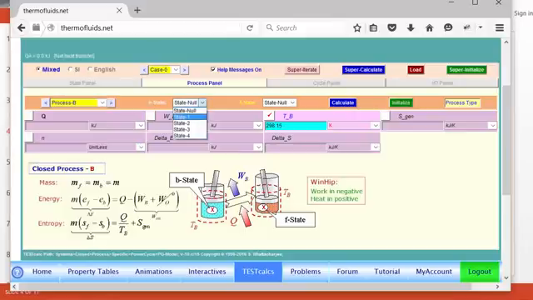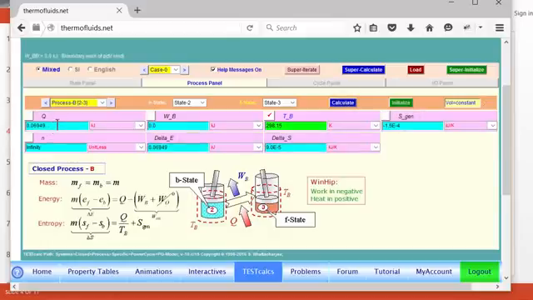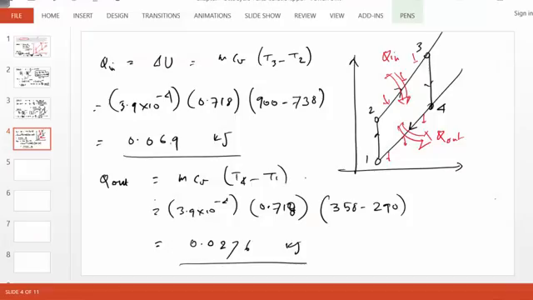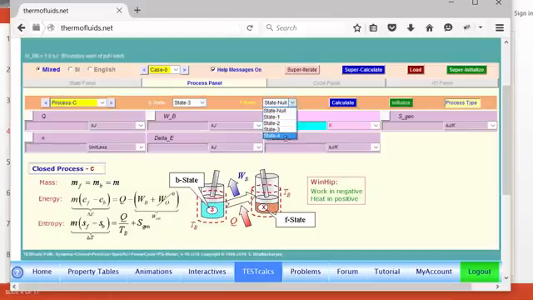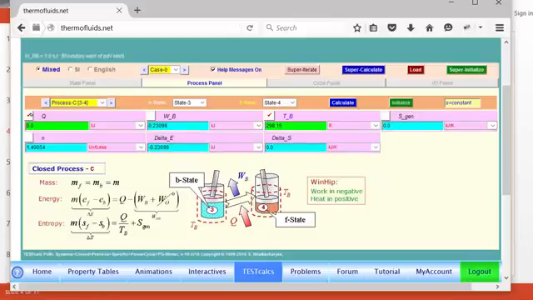Process B will be constant volume heat addition 2 to 3, and notice the TESTcalc figures out the boundary work is 0 automatically because it looks at volume equals constant and says there cannot be any work transfer. So Q is 0.069, and I believe that's what we got, 0.069. Okay, and then we have process C, which is isentropic expansion from 3 to 4, and we know Q equals 0 is isentropic, no heat transfer, no entropy generation, as you can see, and it produces the boundary work.